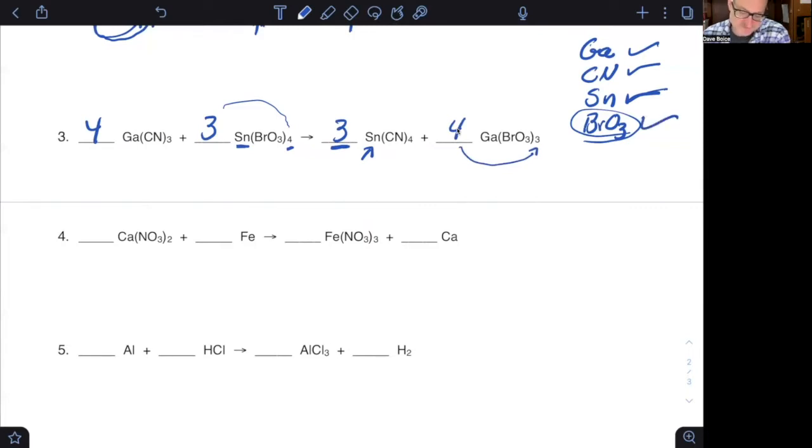So that balances those. Now let's go back real quick and take a look and see if this balanced itself out. And it did. I have 4 on this side, and I have 4 on this side. So that's good. Cyanide, 4 times 3 is 12. 3 times 4 is 12. Those also balance out. So we're in good shape.